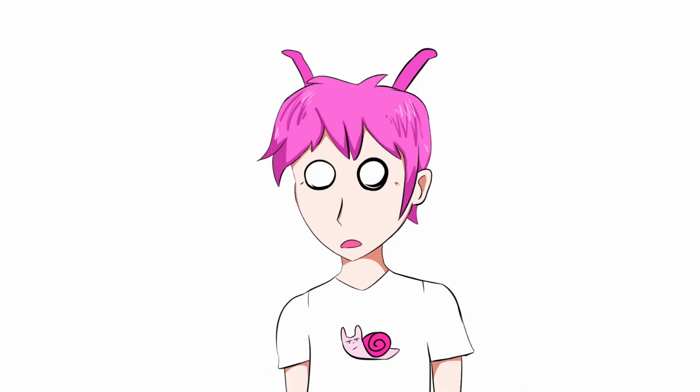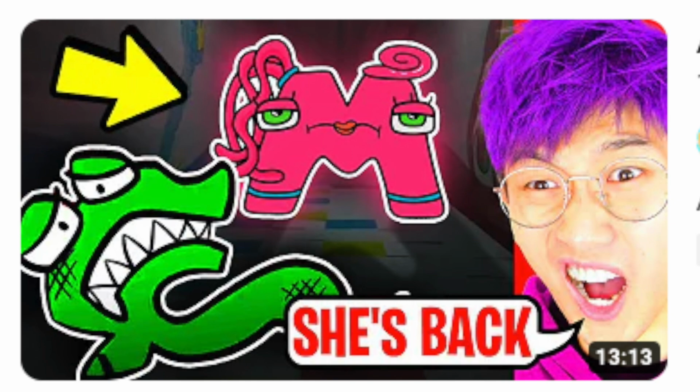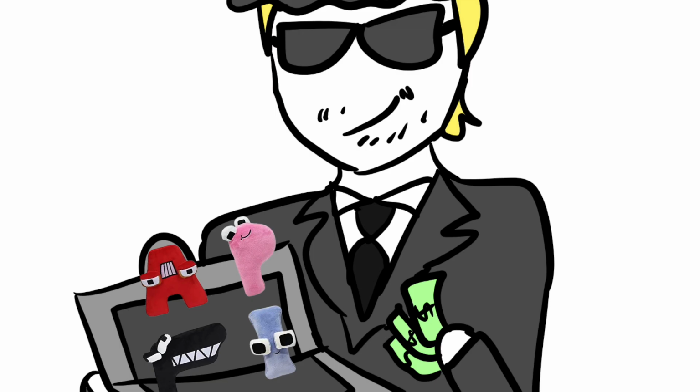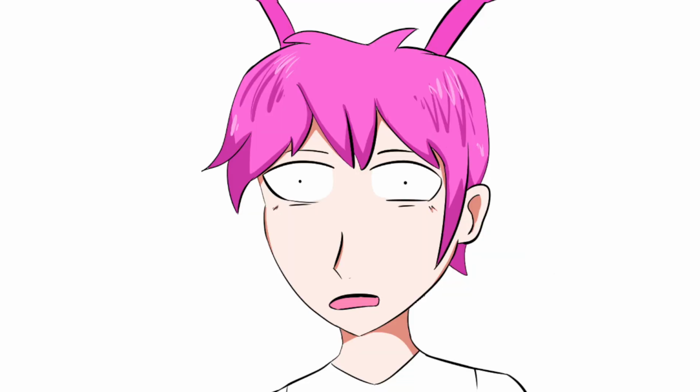It's really confusing. No shade to Lankybox here, but shade to Lankybox, what is this? Same with people at the mall selling alphabet lore plushies. If you think back just a few months ago, they were selling Huggy Wuggy dolls. It's the same thing all over again.